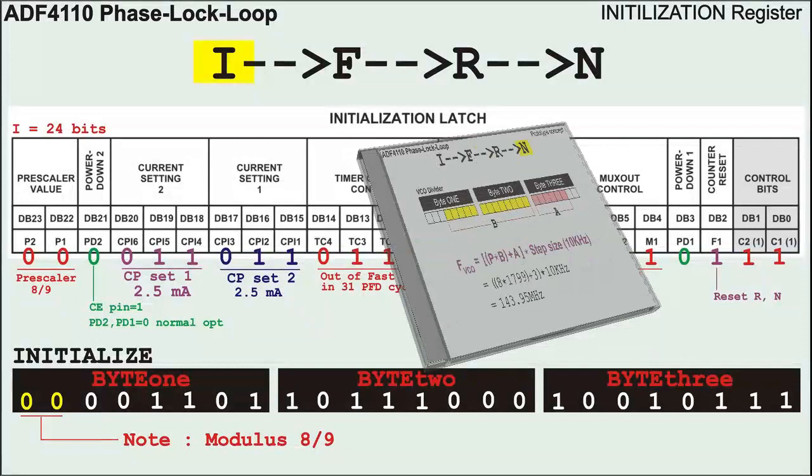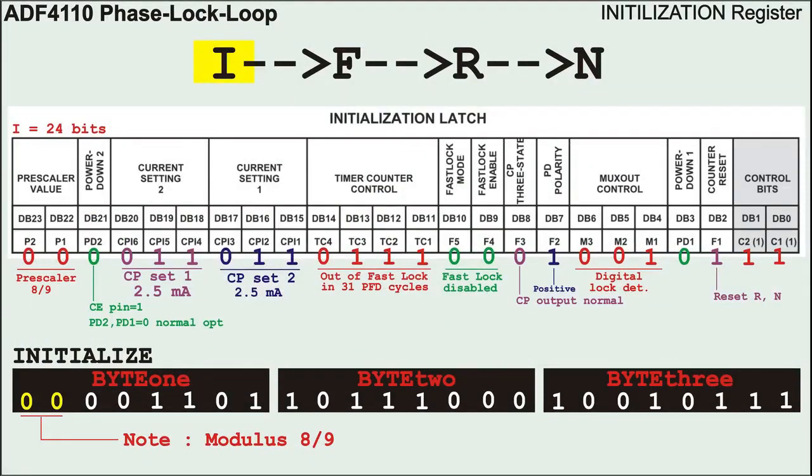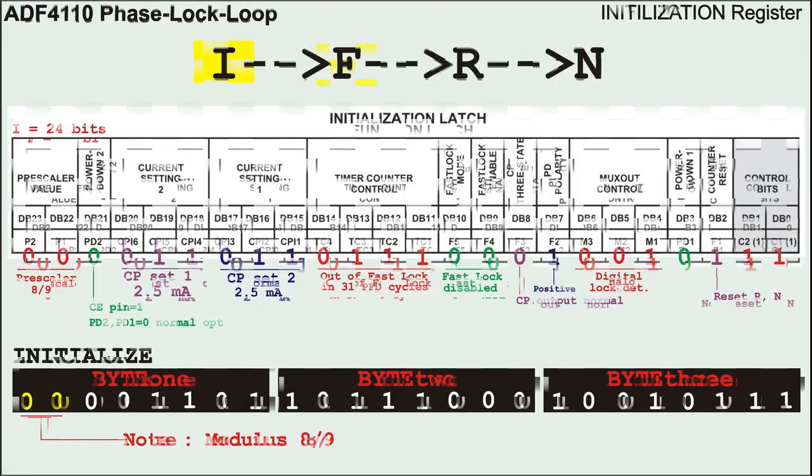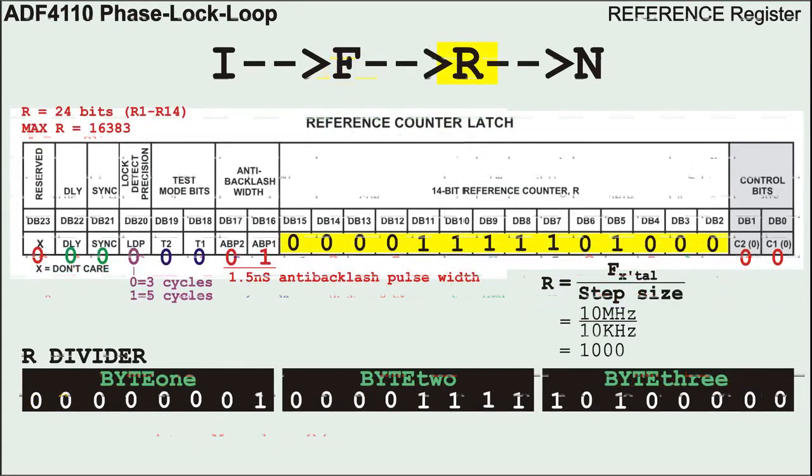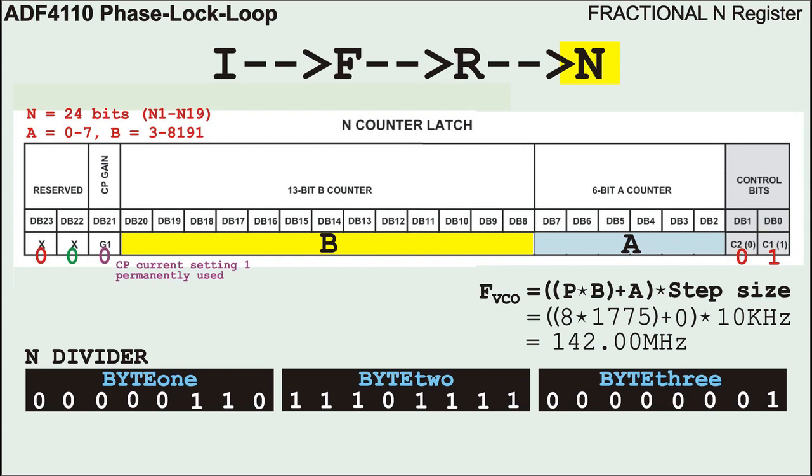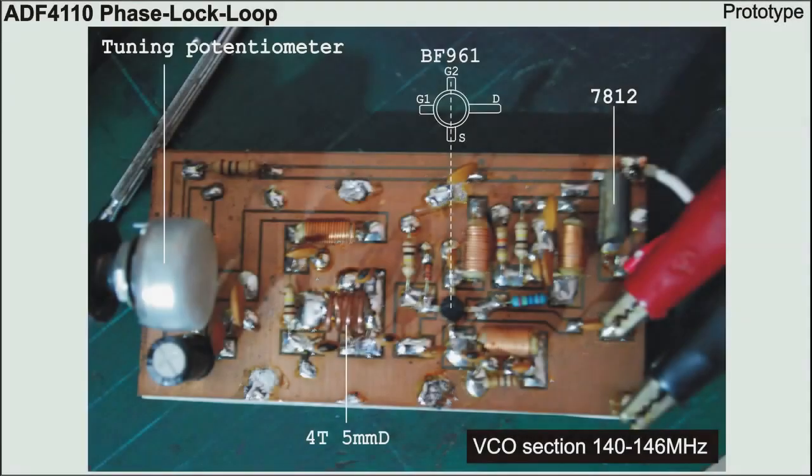This shows bit pattern that will be written for I, for F, for R at 10 kHz step size, and for N at 142 MHz. As mentioned earlier, the VCO is built around the BF961, which has super high gate impedance and can operate with high stability up to 200 MHz.